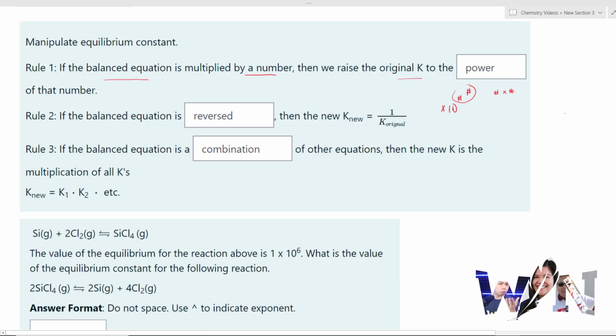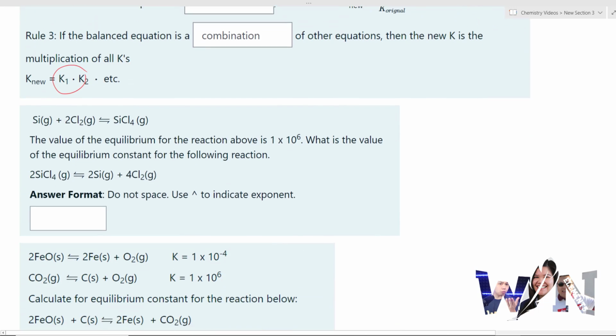Now, rule number two: if the balanced equation is reversed, that means the product becomes the reactant. What we need to do is take the inverse, 1 over the original K. See that? So 1 over K. And we're going to see this in action in a few minutes. And the last rule is that if we are combining equations together, the new K is the multiplication of all the K's. So those are the three rules. Let's look at them and see how they are in action.